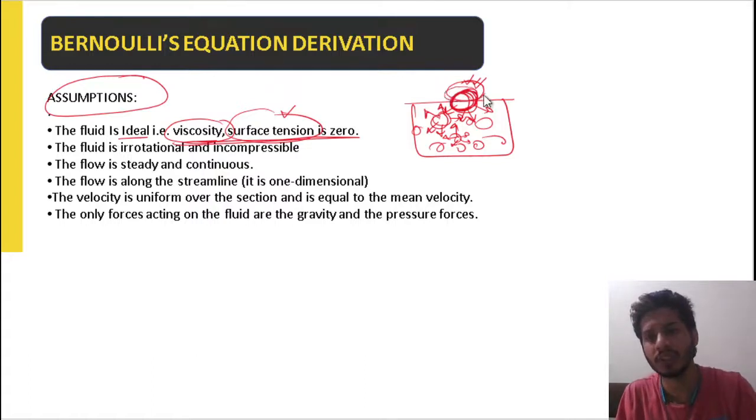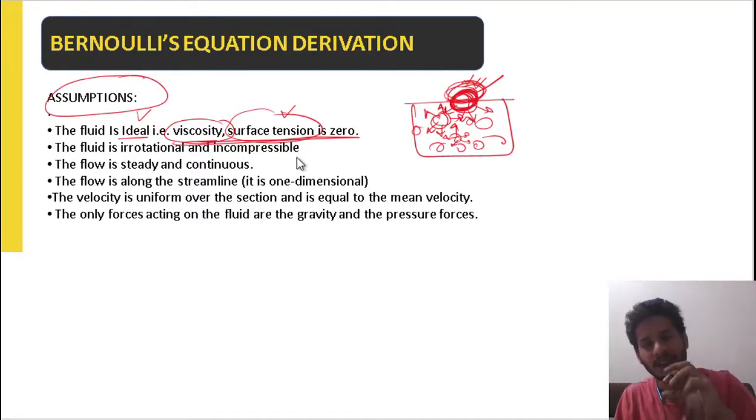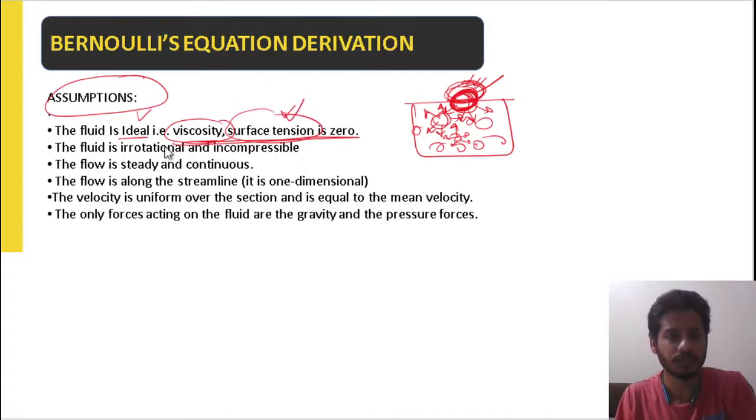So due to this, this particle will be absorbing the surface tension, the tension which is available at the surface. Simple. That is surface tension. So we consider the fluid as ideal, that is, the surface tension is zero. We are assuming that the entire fluid is experiencing the uniform pressure, right? So surface tension is zero.